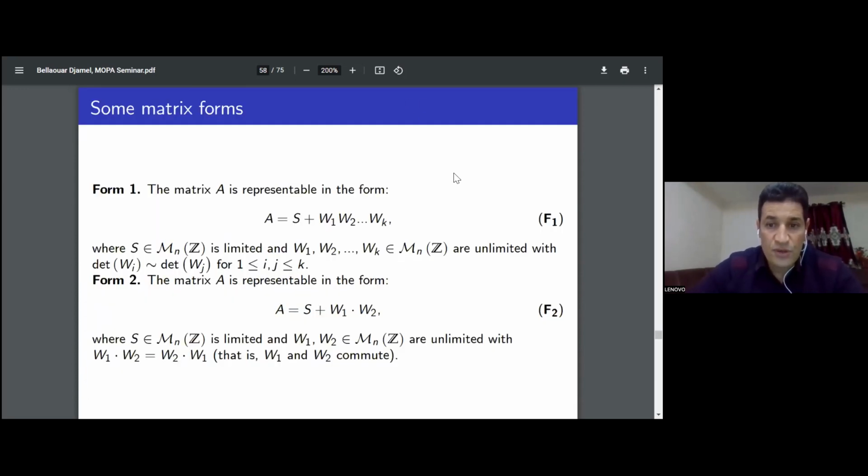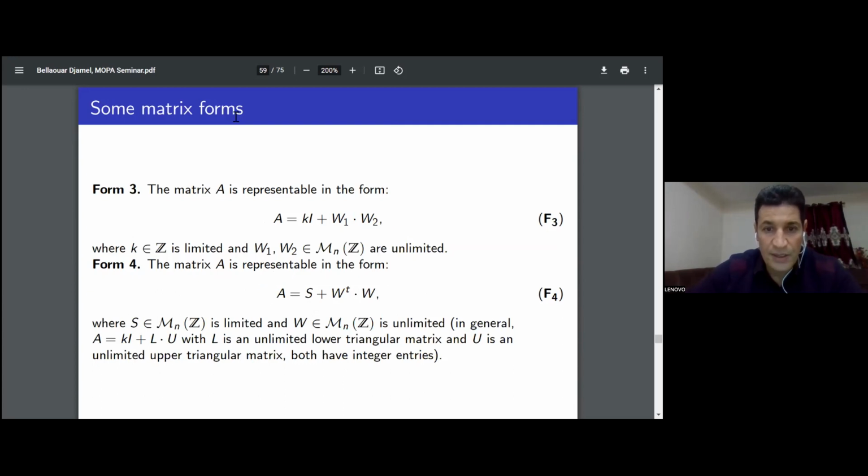Okay. For further research, we consider the following matrix forms. So in the first form, we assume that the determinants of omega i and omega j are of the same order. Okay, S plus the product of k unlimited matrices. In the second form, we assume that omega 1 and omega 2 commute. In form 3, we assume that S is given by k times I, where I is the identity matrix.